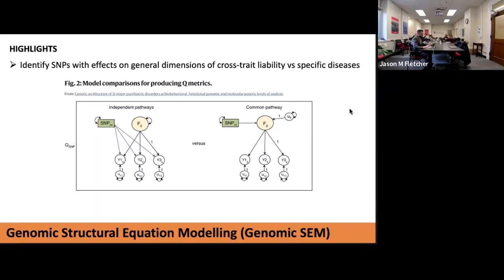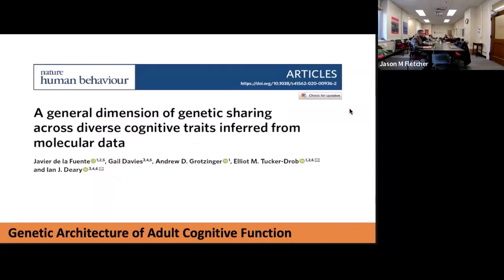From this model comparison, we derive a Q_SNP statistic, which is basically an index of heterogeneity that tells us to what extent our common pathway model is a good approximation to the SNP-trait association. And it's useful to safeguard against false discoveries on these genetic factors.